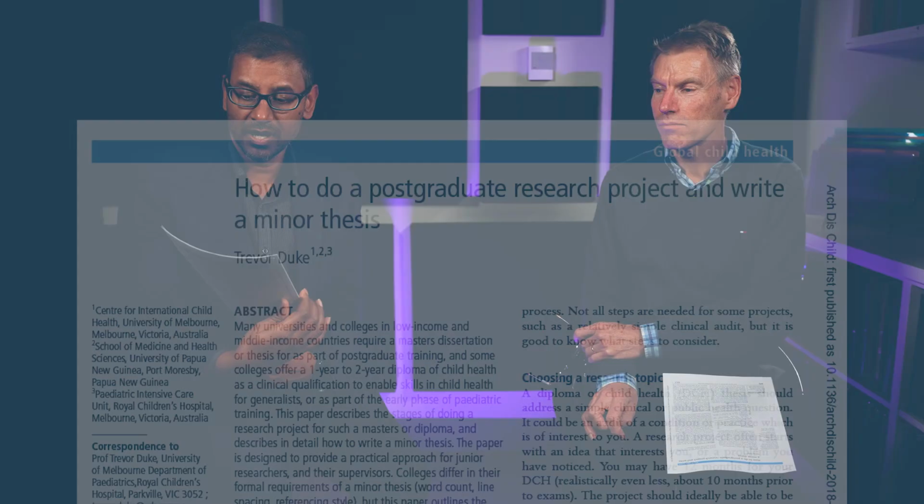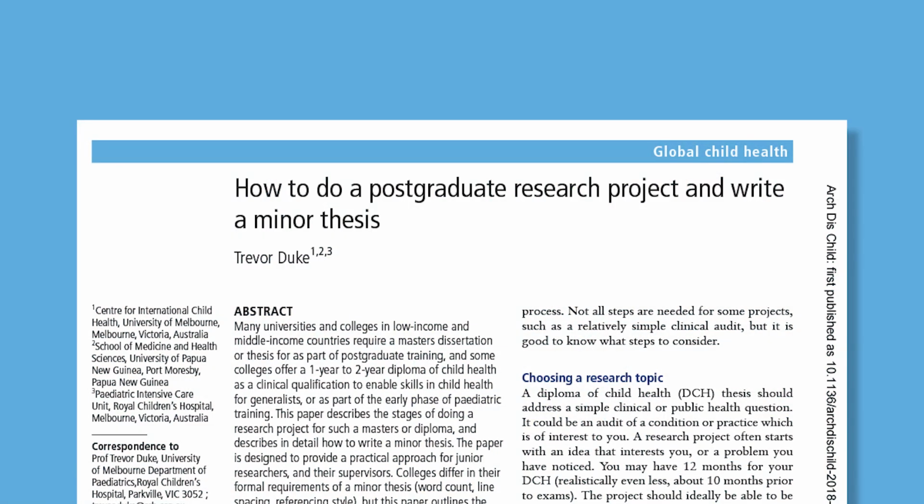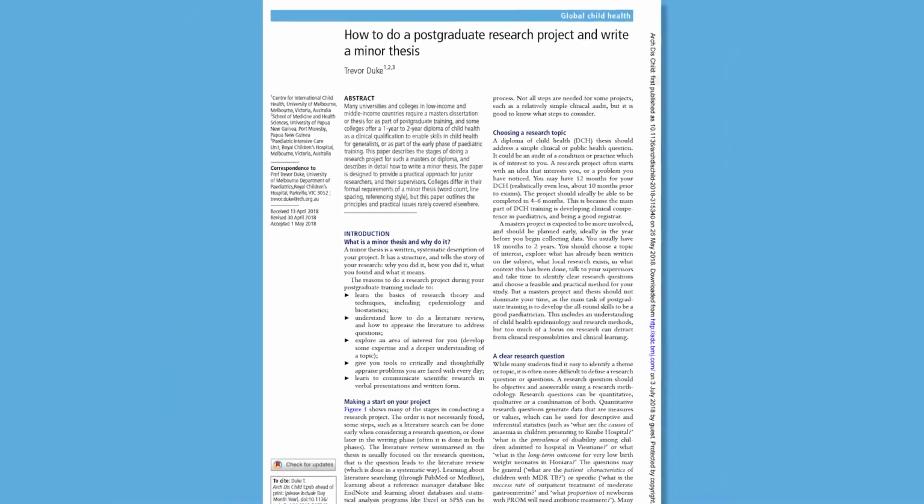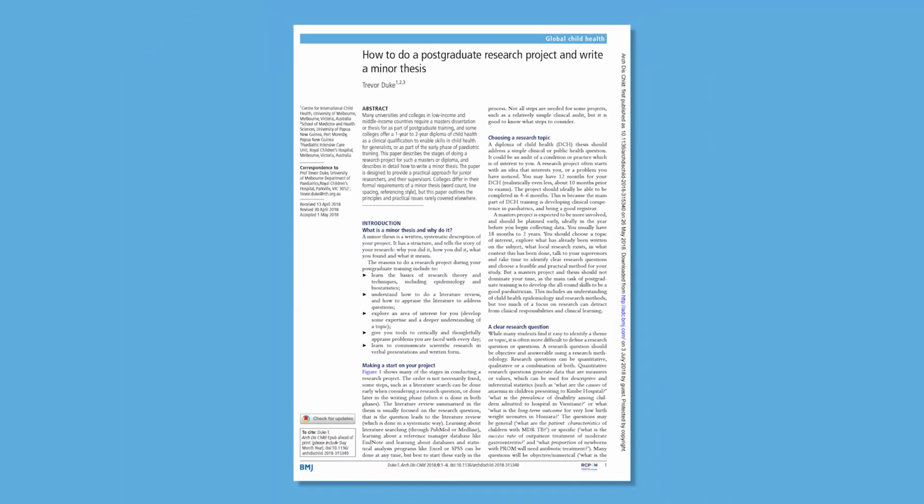Trevor is the head of the Centre for International Child Health at the University of Melbourne in Australia and has written and published a paper called How to Do a Postgraduate Research Project and Write a Minor Thesis, which Trevor has kindly given us access to. So I do hope that you'll find reading that very valuable. I'd like to ask Trevor some questions around this today. First of all, Trevor, what was the need for this particular publication?